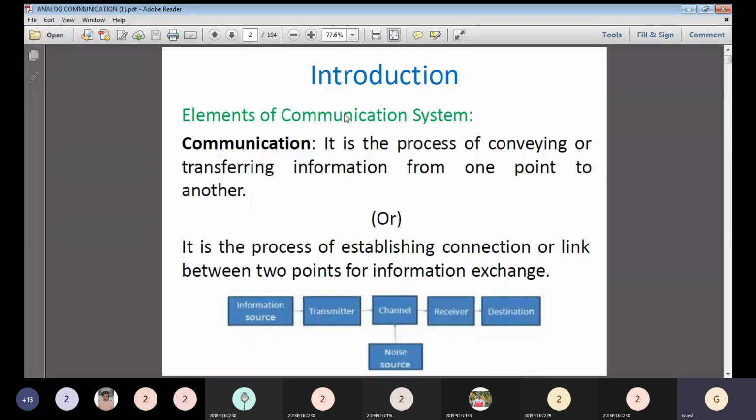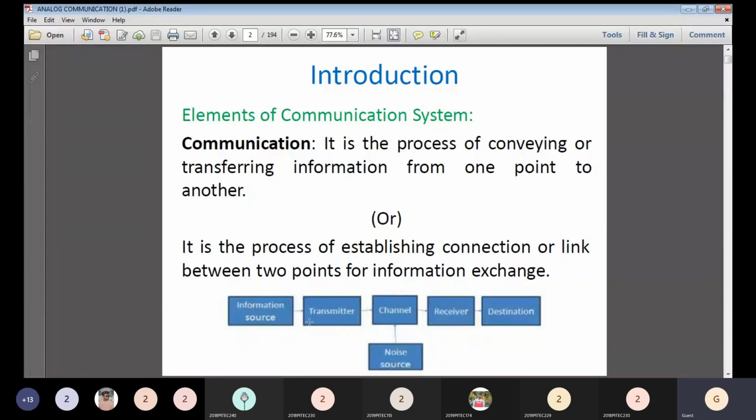So here we have the elements of communication. These are all the basic blocks of communication. First is the information source, second the transmitter, third the channel, then the receiver, destination and noise. These are the important blocks of a communication system. Information source means the actual person or device which generates the information.